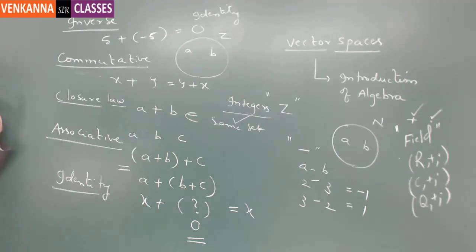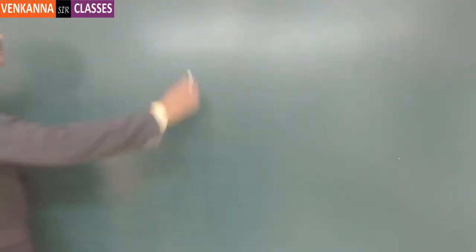So just understand that whenever you take a set, you are going to check the properties closure, associative, identity, inverse and commutative with respect to an operation. That may be plus, that may be minus, that may be multiplication, etc. Whenever a set satisfies these properties with respect to plus and dot both, then we call it a field. Any confusion to anyone? Please tell. Now I am going to give the definition of vector spaces.